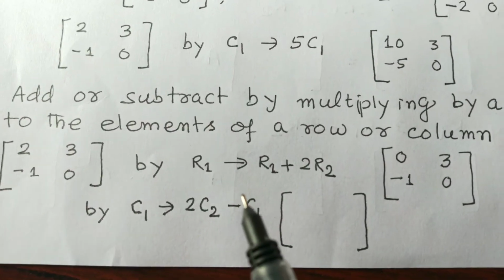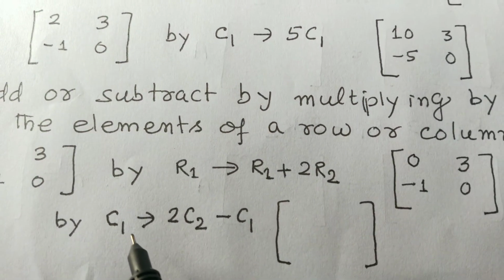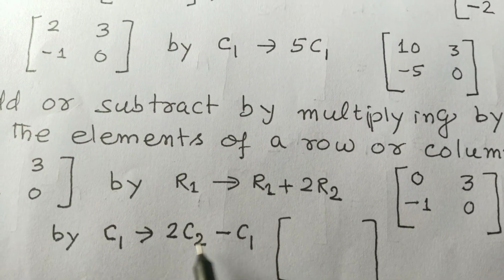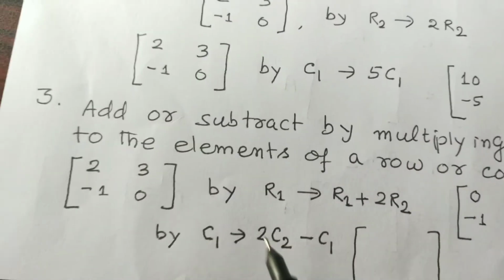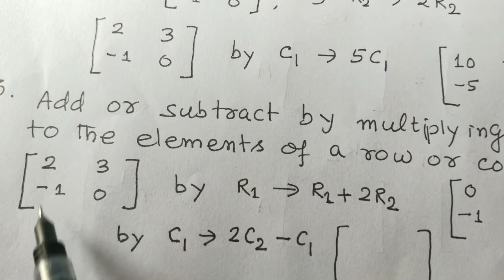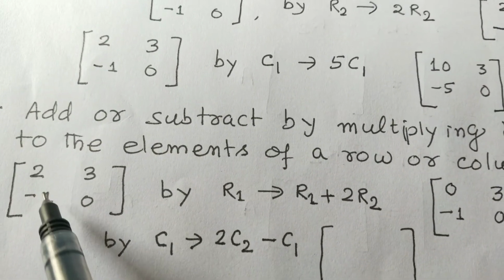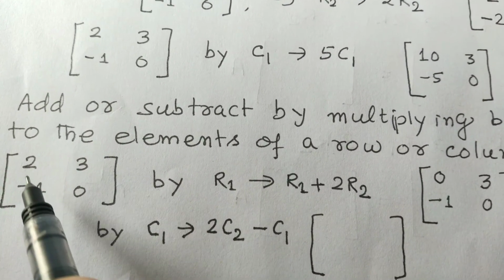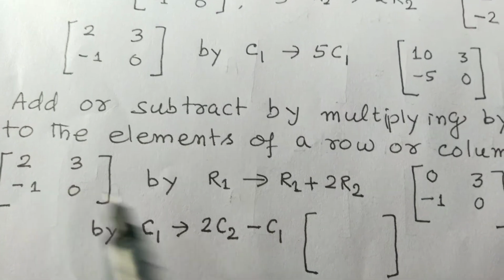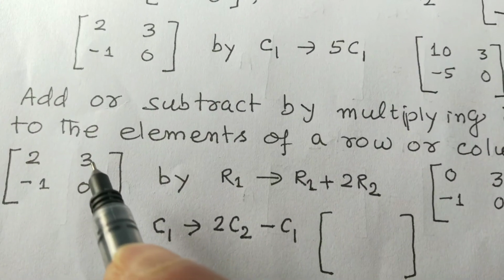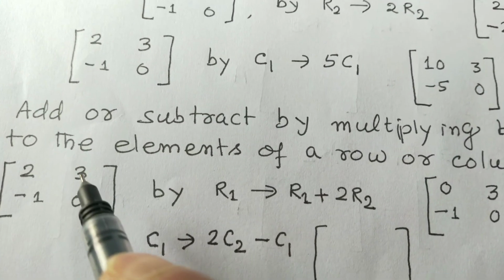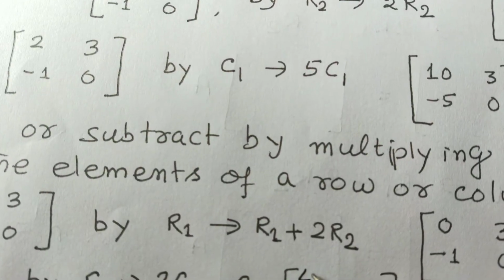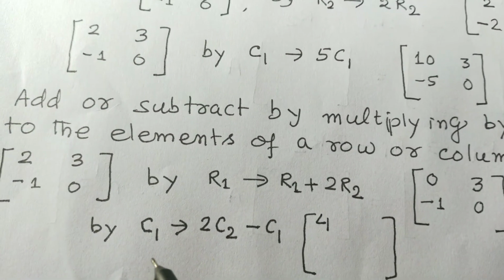Suppose in this case, I want to change column 1 by twice of column 2 minus column 1. Column 1 is changing, dear students. This is the original matrix. Column 1 will change. How will column 1 change? Twice of column 2 minus column 1. So twice of column 2, the first element you see, twice of 3 is 6, minus 2. 6 minus 2, that I will get here 4.